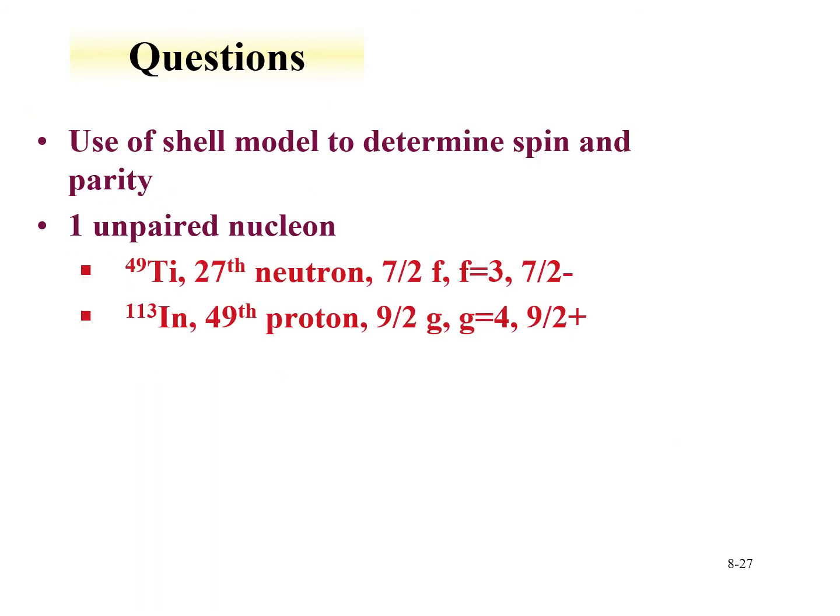Another important concept discussed in this lecture is the use of the shell model to determine spin and parity. And we discussed that the spin and parity is determined by unpaired nucleons in the nucleus. In all even-even nuclei, there are no unpaired nucleons, an even number of protons and an even number of neutrons. All even-even nuclei have a ground state spin and parity of 0 plus.